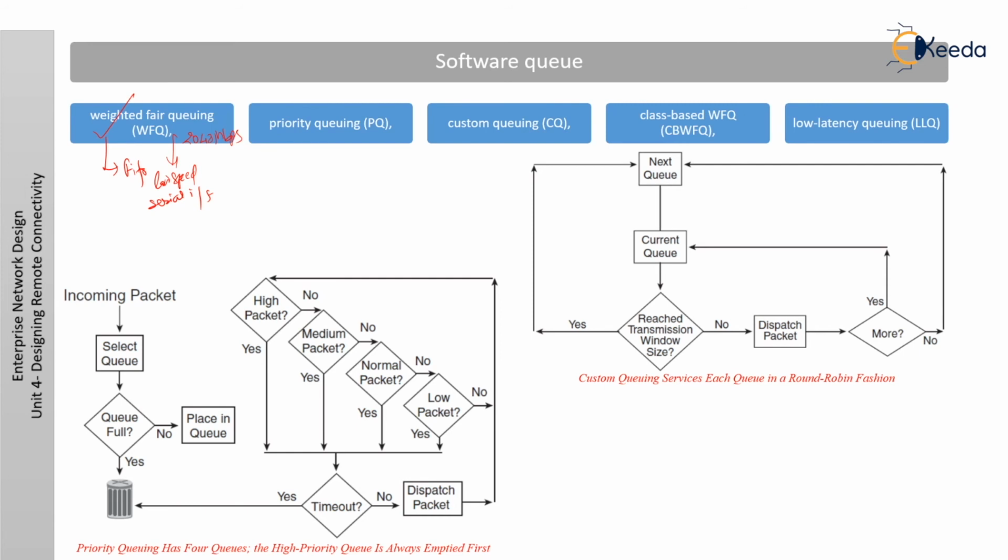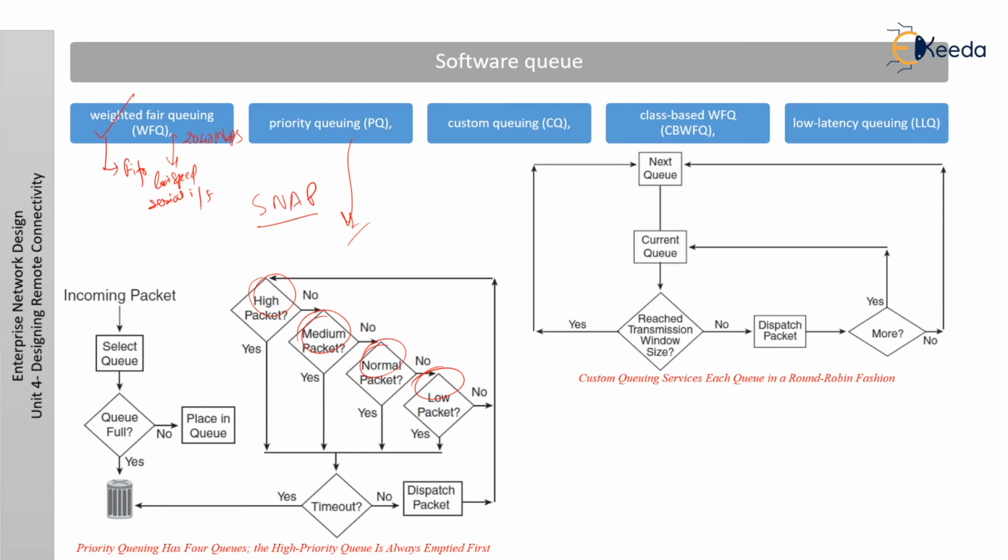Now come to priority queuing. This is the flow diagram of priority queuing. Priority queuing is useful for time sensitive, mission critical protocols such as IBM's System Network Architecture, SNA. PQ, or priority queuing, works by establishing four interface output queues: high, medium, normal, and low, each serving at a different level of priority.